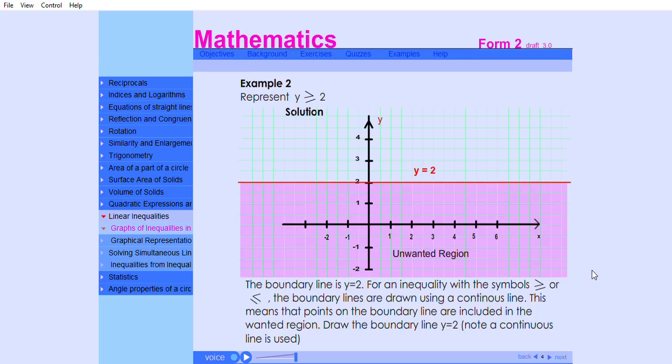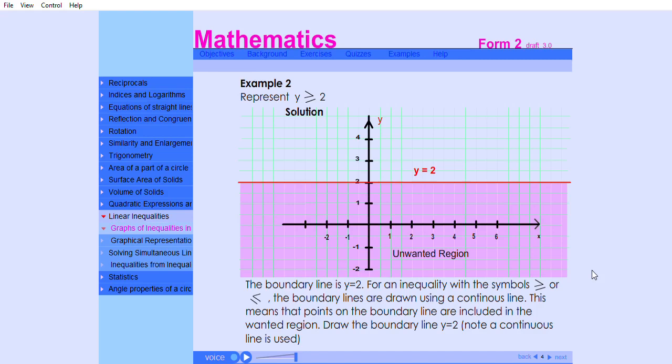Example 2. Represent y ≥ 2. Solution. The boundary line is y = 2. For an inequality with the symbols greater than or equal to or less than or equal to, the boundary lines are drawn using a continuous line. This means that points on the boundary line are included in the wanted region.